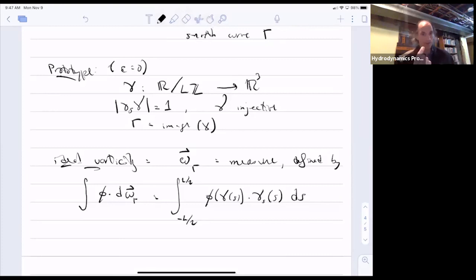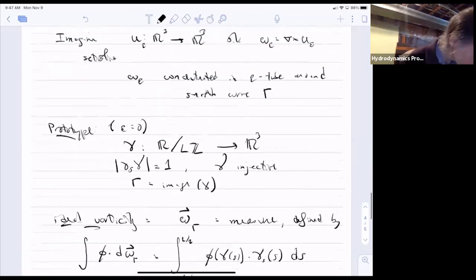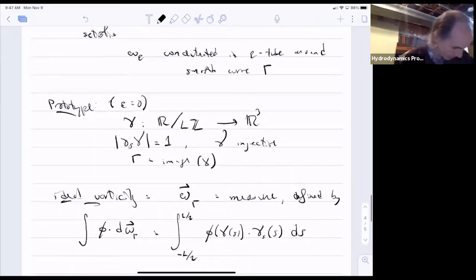Okay, and so that's the measure, and I can see that it's supported on the curve gamma. So if phi vanishes on the image of little gamma, then this will certainly be 0, the integral. And I can also think of it as being tangent to the curve little gamma in the direction given by the parameterization. Okay, and so capital gamma is not just a curve; it's an oriented curve with the orientation given by the parameterization of gamma.